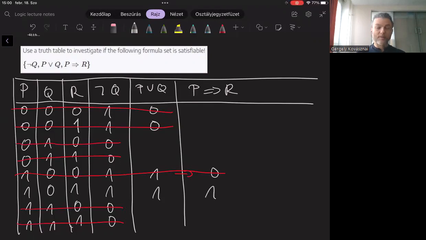So fortunately, we found an interpretation that makes all the 3 formulas 1. So this interpretation assigns 1 to P, 0 to Q, and 1 to R.